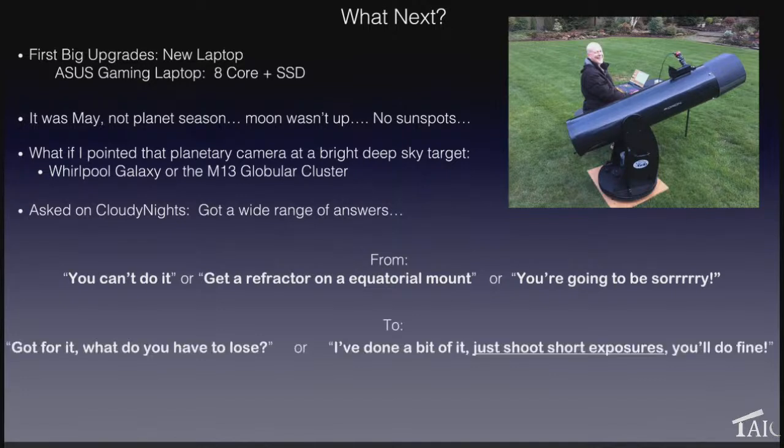I did get a couple more positive answers. One person said, you have the camera, go for it. What do you have to lose? And then one person actually gave me some tips, saying they've done a bit of it. Just shoot very short exposures and you'll be fine. Whatever your telescope can support with tracking, just lower the exposure down to that level and then live with it. So I did.